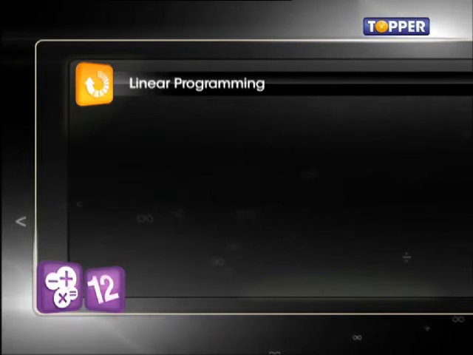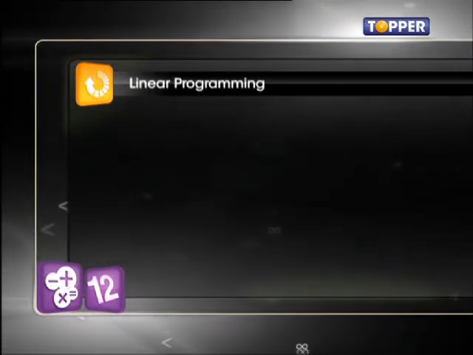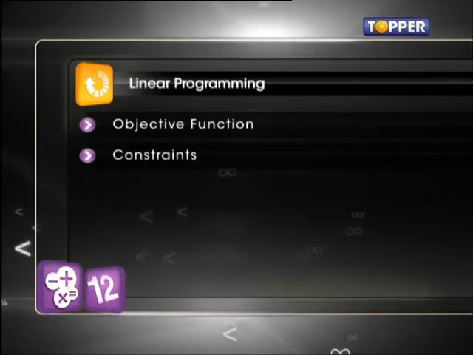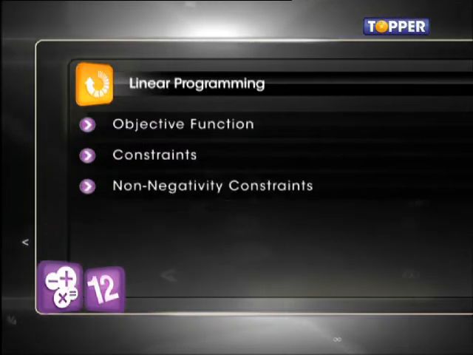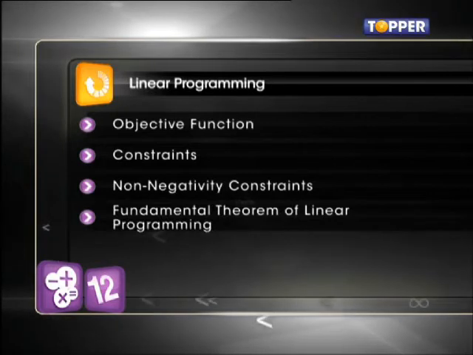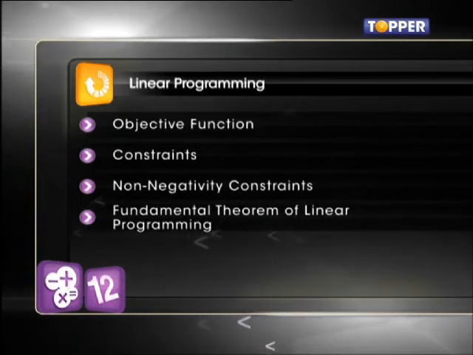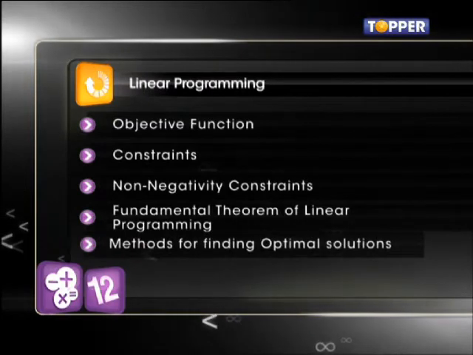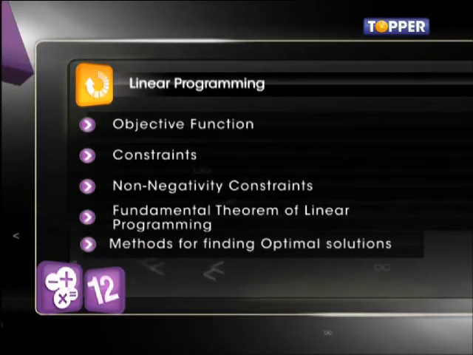While preparing this unit, you should remember objective function, constraints, non-negativity constraints, feasible region, fundamental theorem of linear programming, methods for finding optimal solutions. These important points need your serious attention as a 6-mark question is expected from one of these topics. So revise them very carefully.